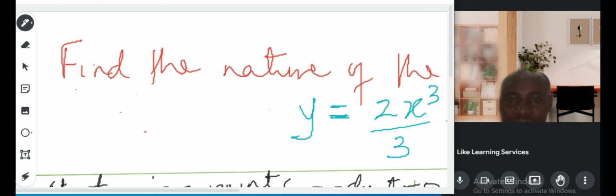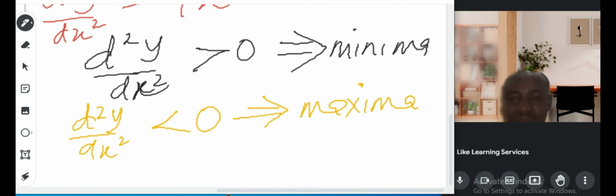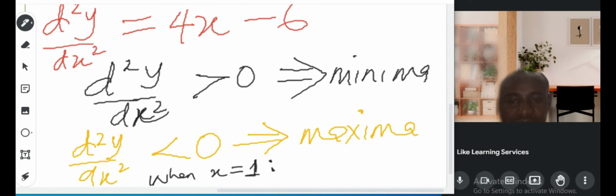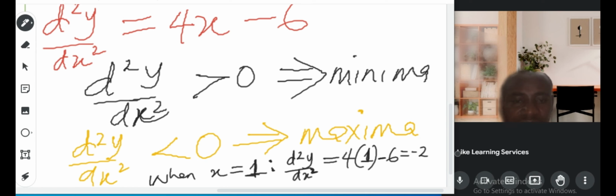let me zoom in a bit. So when x is equal to 1, let's put it into this value. We're going to have d squared y over dx squared equal to 4 opening bracket 1 minus 6. 4 times 1 minus 6 will give us minus 2. Minus 2 is less than 0, so it's a maxima. So at x equal to 1, it's a maxima. This is a maxima.